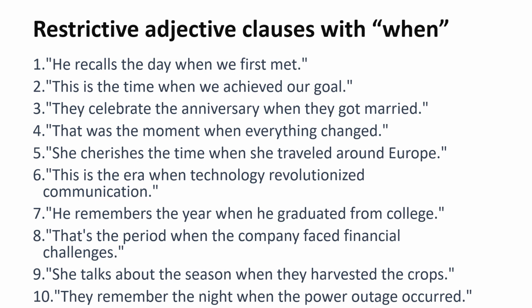Here you can see a list of sentences. In each sentence, the clause introduced by when is essential for specifying the particular time being referred to, making it a restrictive adjective clause. He recalls the day when we first met. This is the time when we achieved our goal. They celebrate the anniversary when they got married.